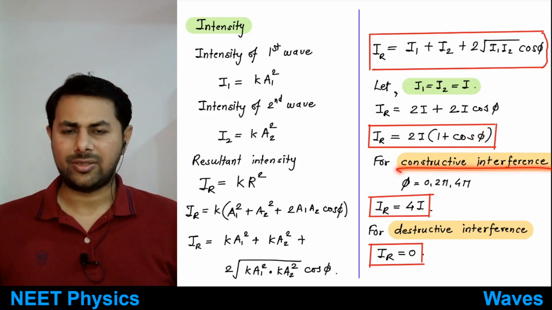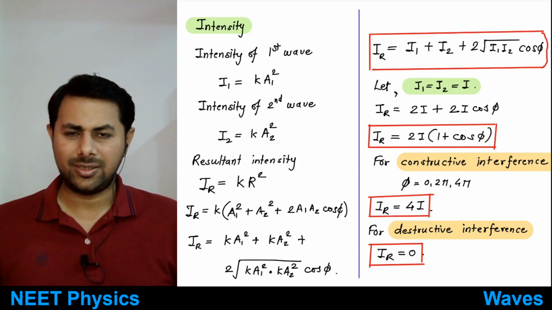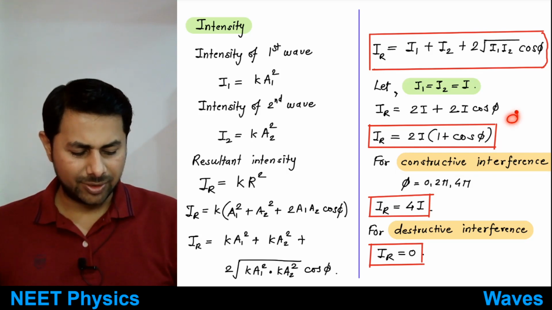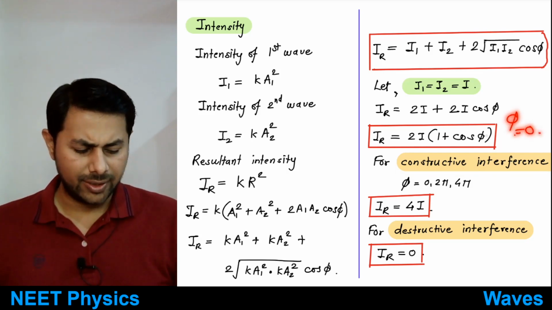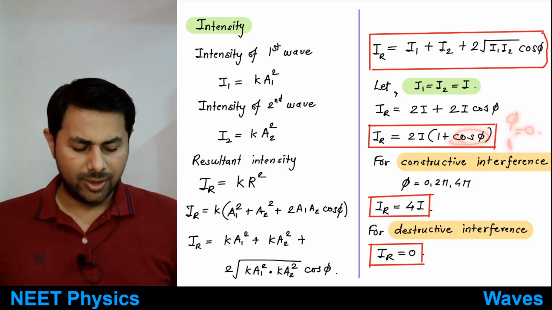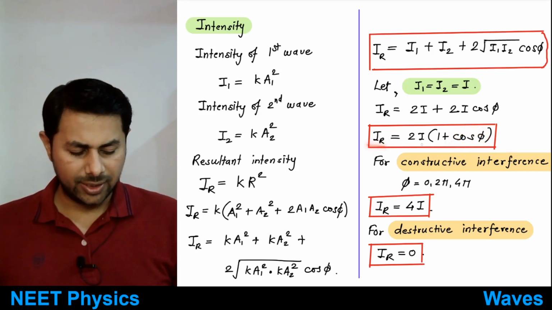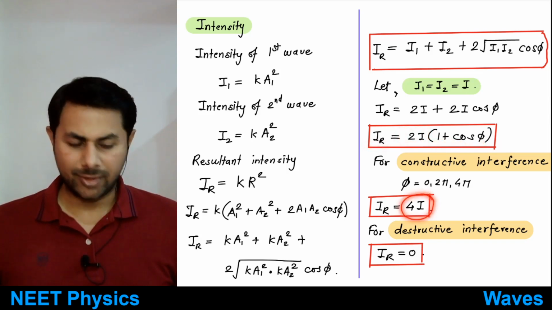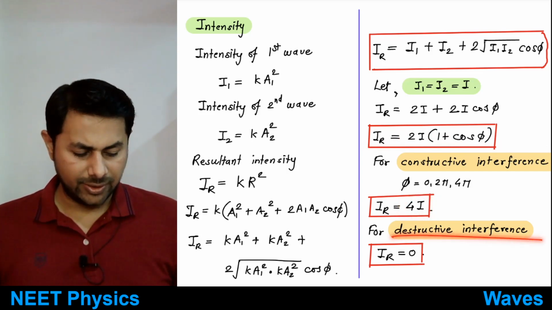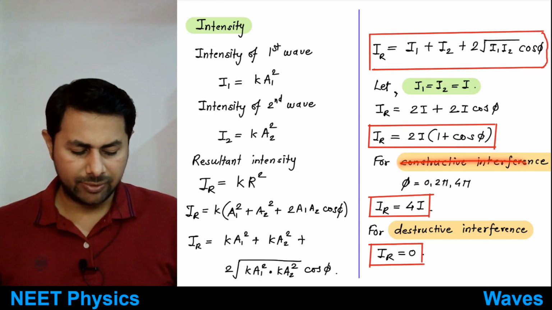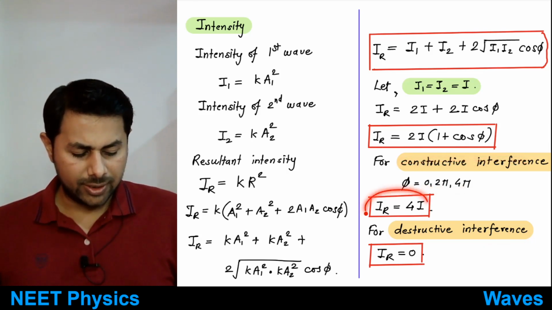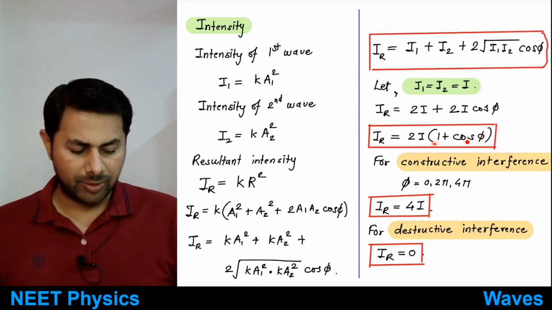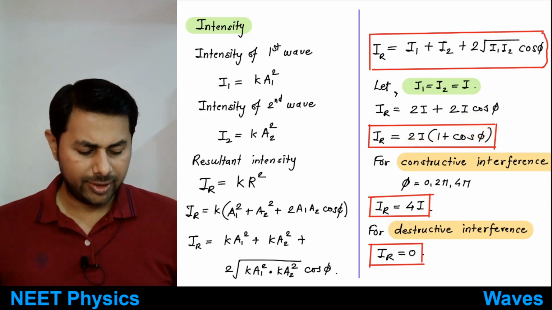So for constructive interference, what is phi? Phi is either 0, or 2 pi, or 4 pi, and so on. So you can substitute phi equals 0, right? What will be cos phi? Cos phi is 1. So then what do you get? The resultant intensity is 2I multiplied with 1 plus 1, that is 2. So it is 4I. Therefore for constructive interference, phi is equal to 0, 2 pi, 4 pi, and the resultant intensity would be equal to 4 times I, because cos phi is 1, right? 1 plus 1 is 2, 2 multiplied by 2I is 4I.